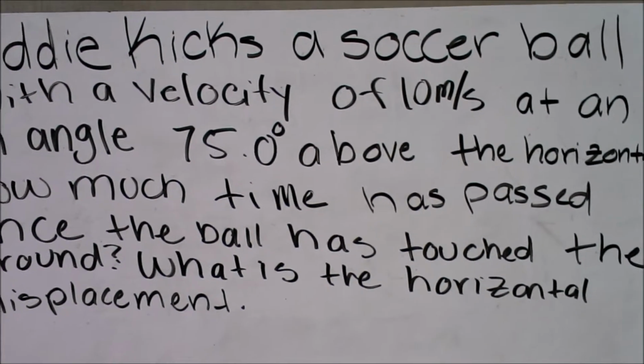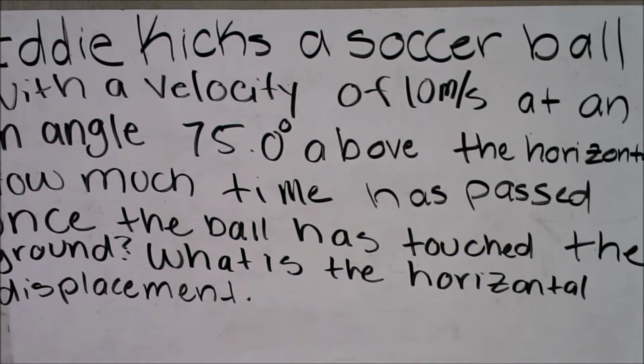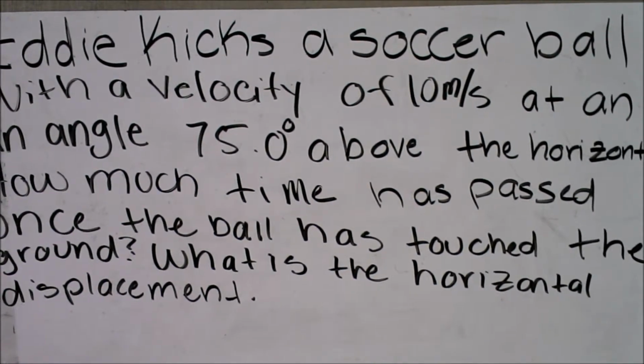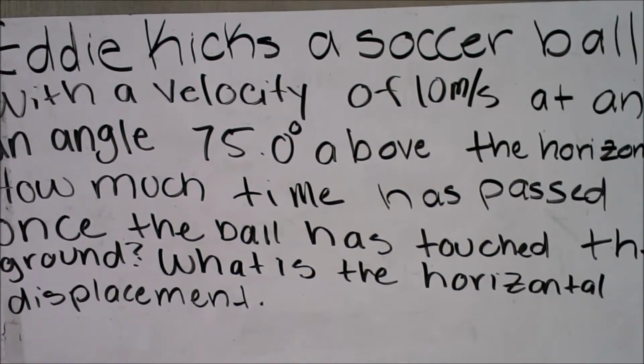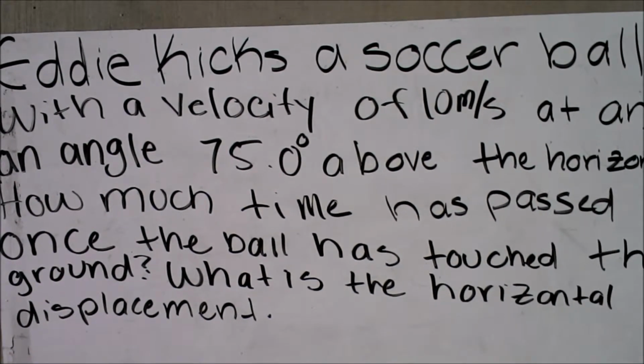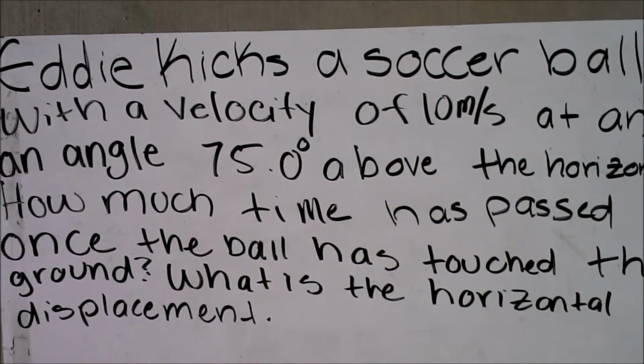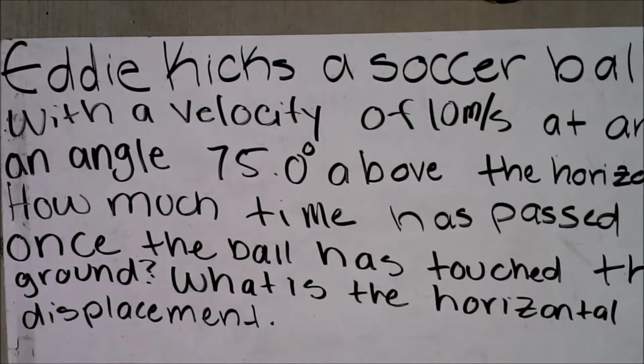Okay, so my projectile motion example is that Eddie kicks a soccer ball with a velocity of 10 meters per second at an angle of 75 degrees above the horizontal. How much time has passed once the ball has touched the ground? What is the horizontal displacement?